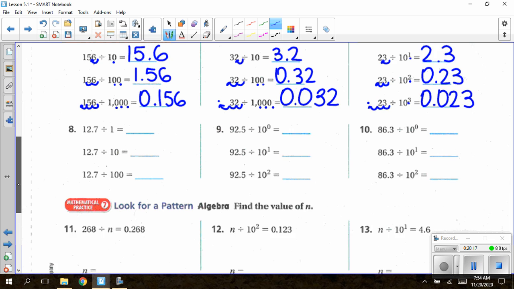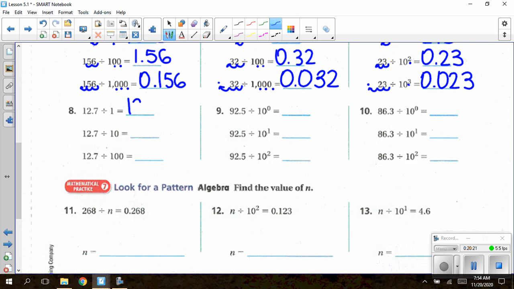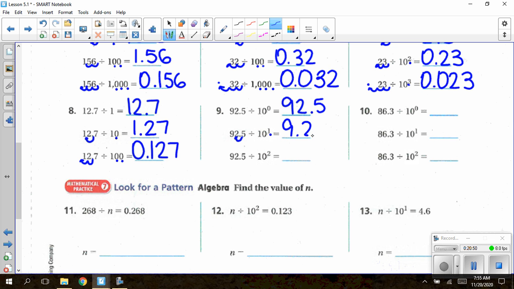Question number 8, 12 and 7/10 divided by 1 is 12 and 7/10. Divided by 10, 1 swoop to the left is 1 and 27 hundredths, and divided by 100 is 2 swoops to the left for 127 thousandths. Number 9, divided by 10 to the 0 power, it leaves it at 92 and 5/10. Divided by 10 to the first power, 1 to the left is 9 and 25 hundredths. Divided by 10 to the second power, 2 swoops to the left, and that gives us 925 thousandths.